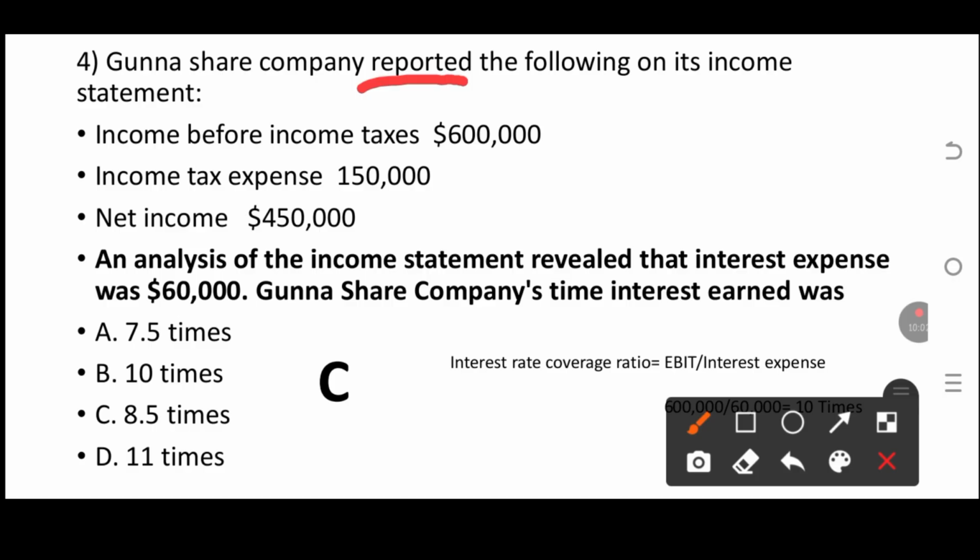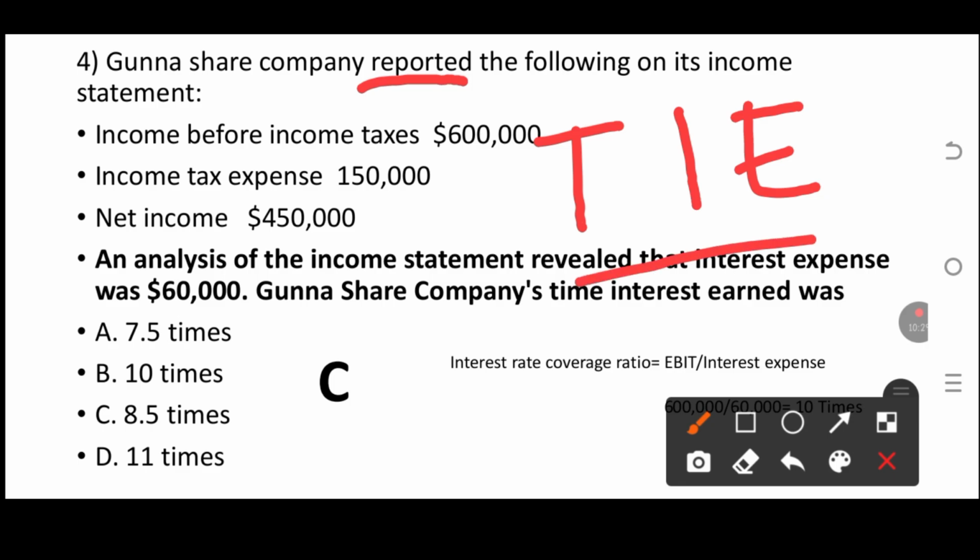Guna Share Company's times interest earned was? How many times was interest earned? This is a question from the company's report. Basically, we will start the calculation from times interest earned. This is a major ratio we have to understand.